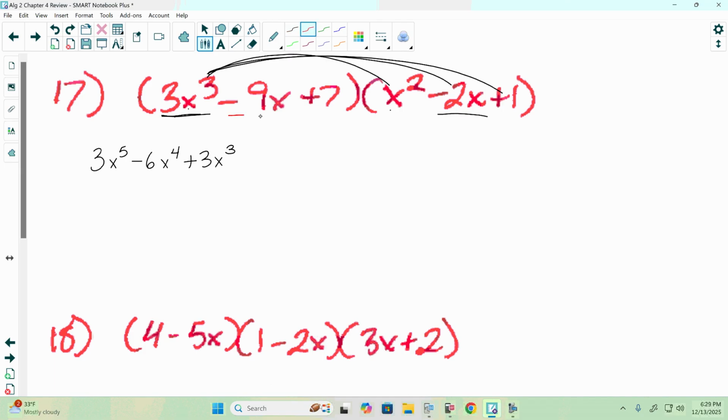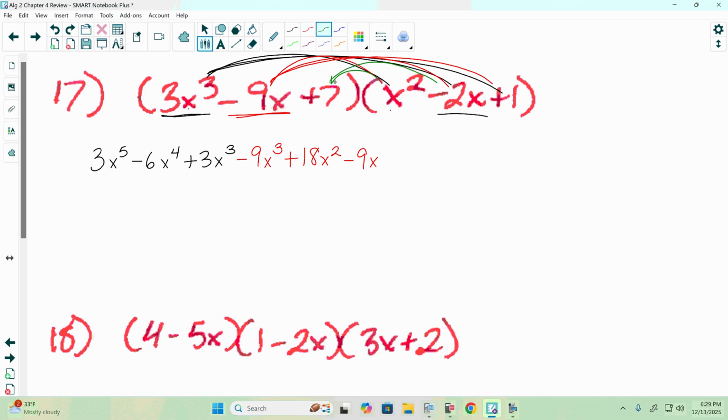Now we're going to move on to our negative 9x and distribute it across all three. Negative 9x times x squared is going to be negative 9x cubed. Negative 9x times negative 2x, and negative 9 times negative 2 is going to be positive 18. And our x times x is x squared. And lastly, negative 9x times positive 1 is just going to be negative 9x.